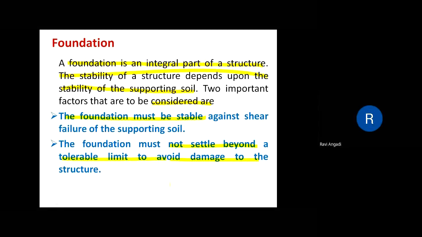The pressure which the soil can safely withstand is known as the allowable bearing pressure, and that allowable bearing pressure we are going to calculate in this chapter. So I hope it's clear, the foundation and its importance, all of you. Yes, sir. Please note it down.